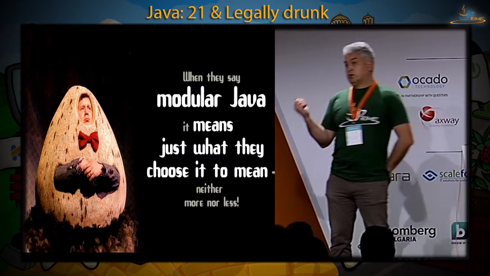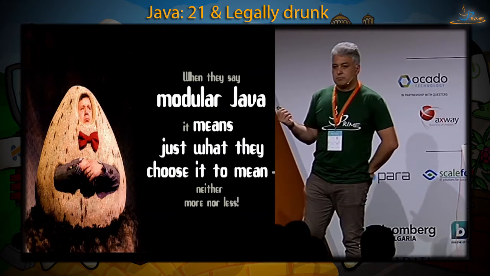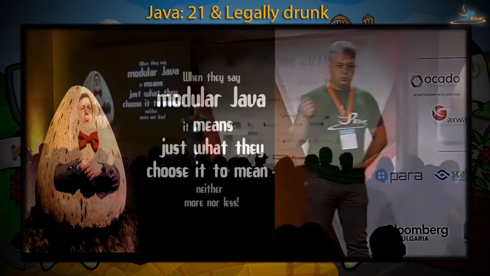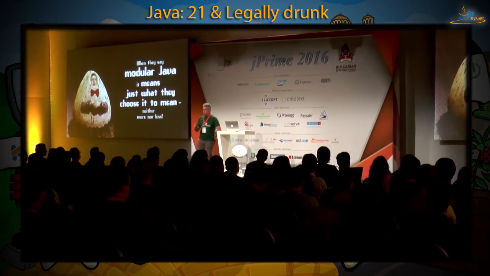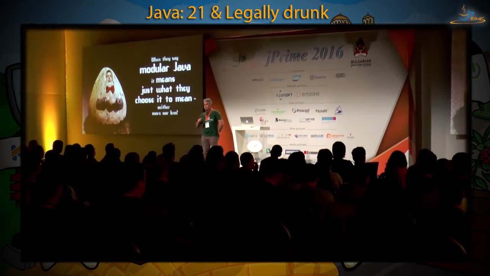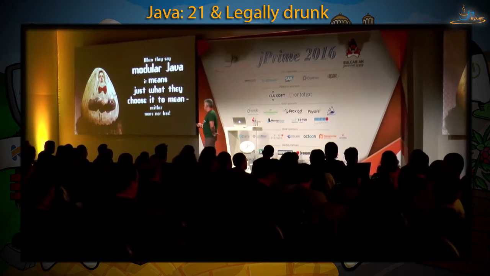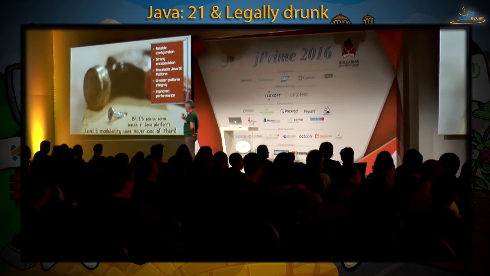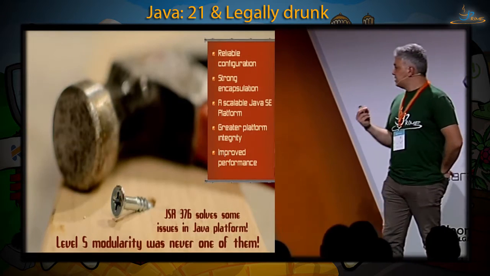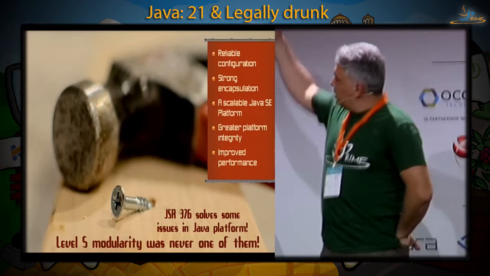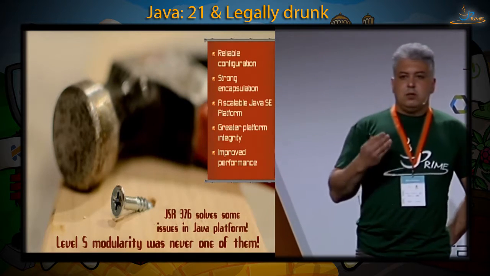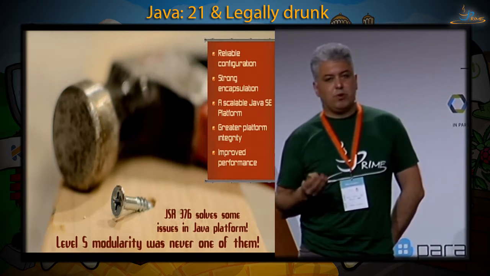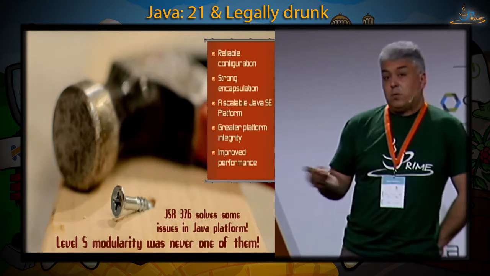When you say modularity in Java, you mean exactly what you want it to mean. The question is how they have defined modularity. The way they have defined modularity is totally fine for the purpose they wanted to achieve. Because if you look into the goals of JSR 376, some of them are listed here, but not all, there is not a goal to actually support level 5 modularity. They never wanted to do that.